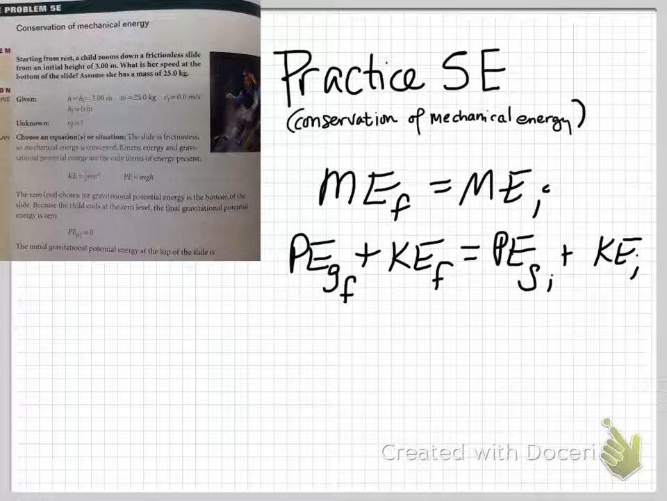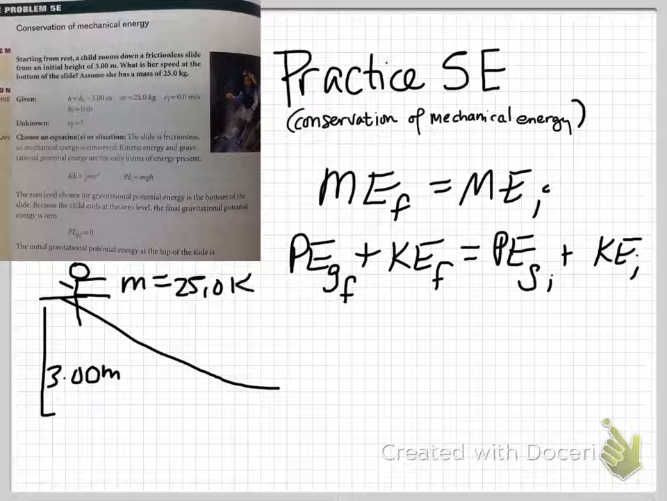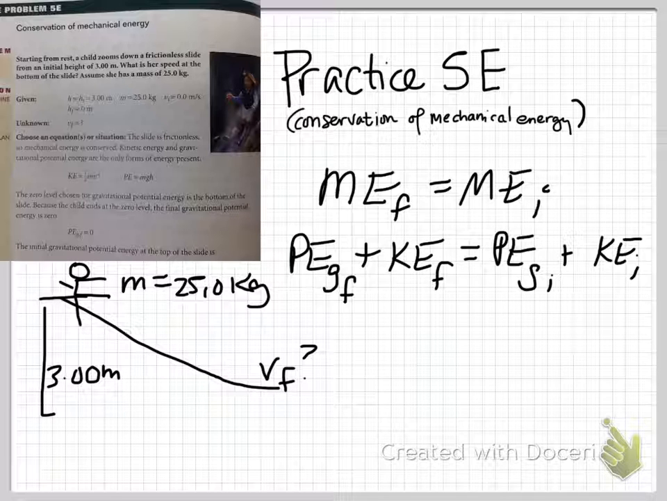So in the practice problem, we have a child who is starting from rest, that's convenient, and going down a slide, and the slide, we're told, is 3.0 meters high. The kid has a mass of 25.0 kilograms, and what we want to know is her velocity at the end of the slide. Now, prior to this, using all sorts of motion in two dimensions, you would have to look at all sorts of interesting things. Well, conservation of mechanical energy makes this really, really easy.